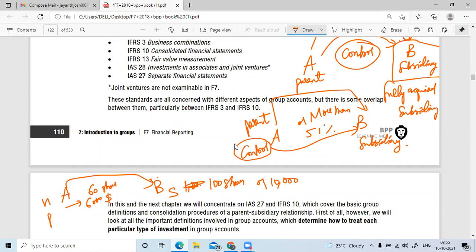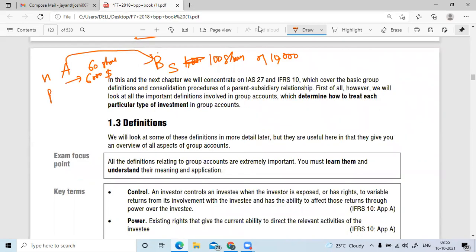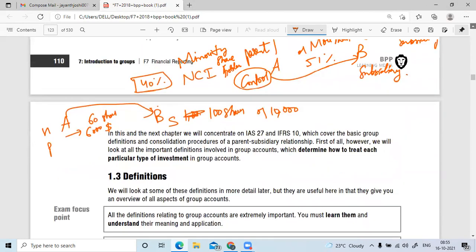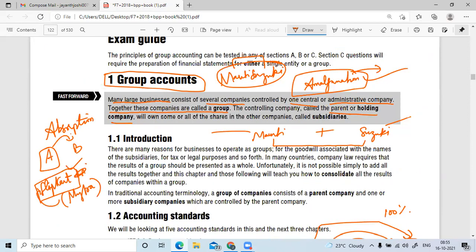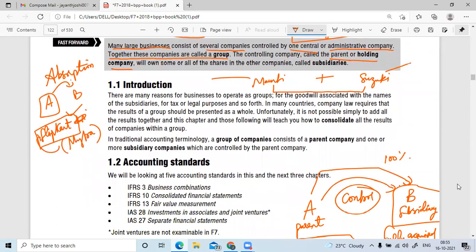Now, can you tell me what is that 40%? 40% would be non-controlling interest, NCI, or minority shareholders. They can be the public, or any group of individuals. Not a problem. Now, till here, as far as I am concerned, we are clear with the concept. Point number 2.